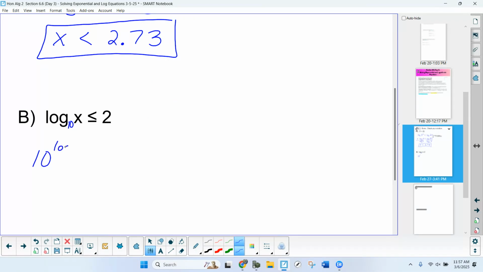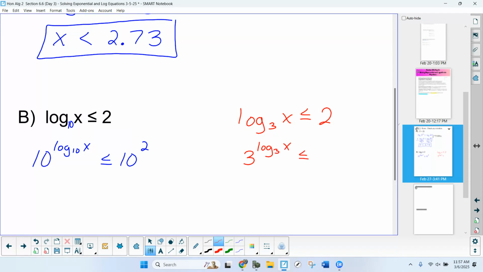It means you're going to do this. I raised them each with a base of 10. Now, before we go any further, if I had log base 3 of x, what would you have raised each side to with a base of? You would say 3 raised to the log base 3 of x is less than or equal to, and then over here I'd have 3 squared. So you use whatever that number is to exponentiate each side with. Okay? Just happened this one was common log base 10.